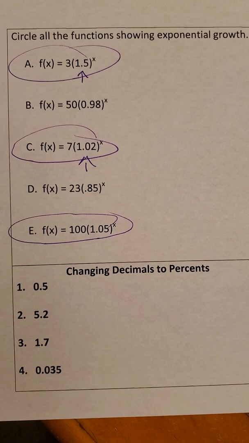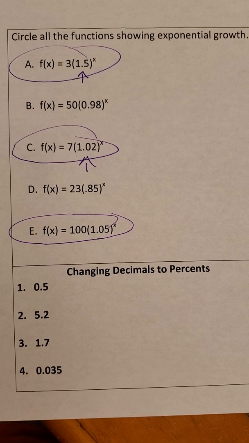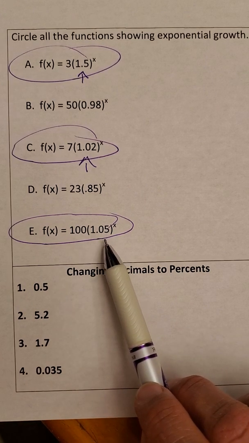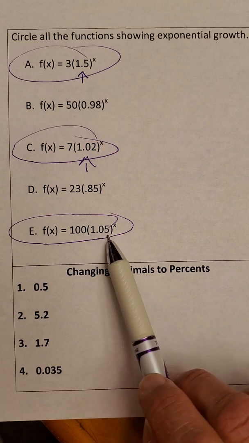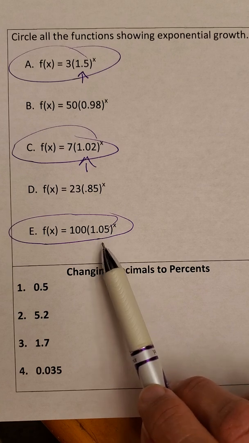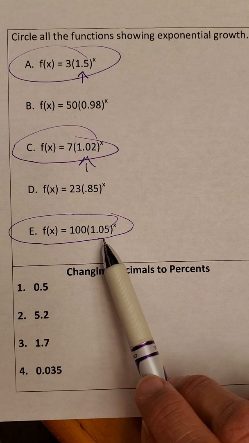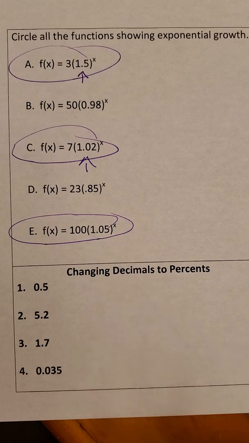In the lesson that you're going to have for tomorrow, not today, you're going to realize that 1.05 is actually telling you that the growth rate is 5% because of that 5 right there. So we need to remember how to change decimals to percents, because they're going to give you an equation like this and they're going to ask you, hey, what's the growth rate or what's the decay rate? So this is a real quick lesson today on changing decimals to percents.